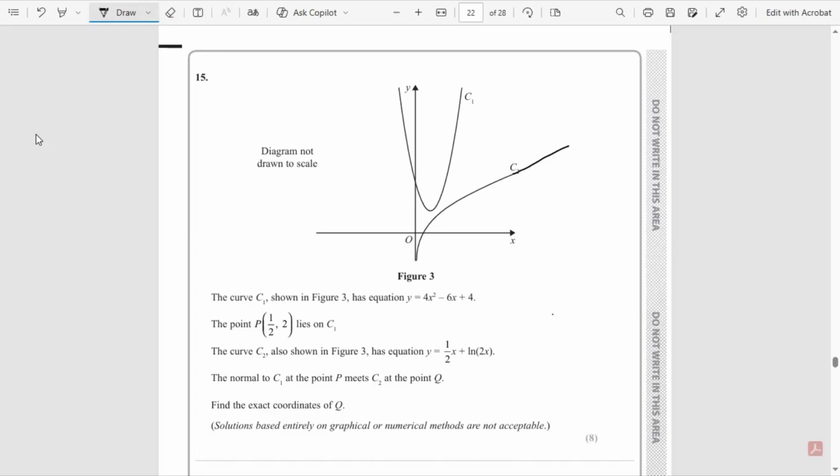Hi everyone. So in this video, we're going to work through a year 12 question from the AS sample paper. And in this question, we're going to use some equations of normals and also points of intersection between curves.